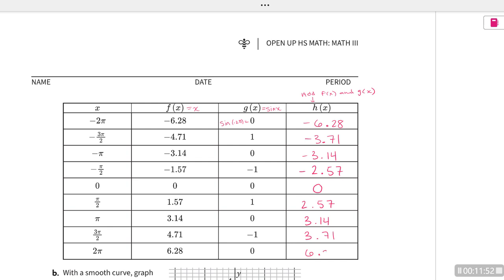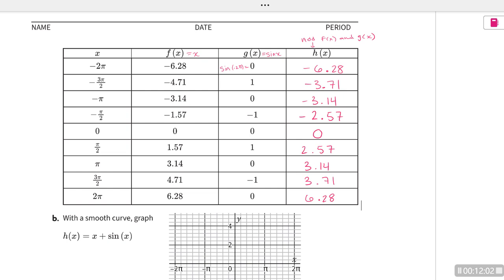And 6.28. So we should see some symmetry. If you notice, we have a bunch of negative values here, 0, and positive values. Those are the same absolute value that we see above. So there's symmetry here, which makes sense because the sine of x is periodic. So there is repeating values.